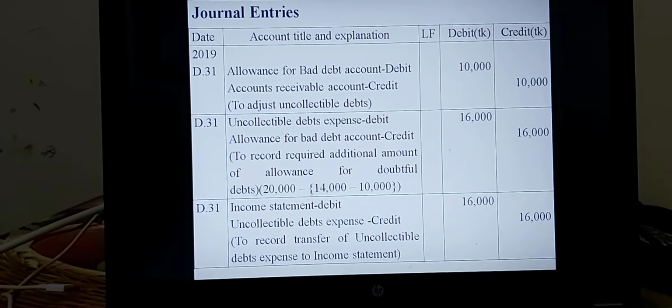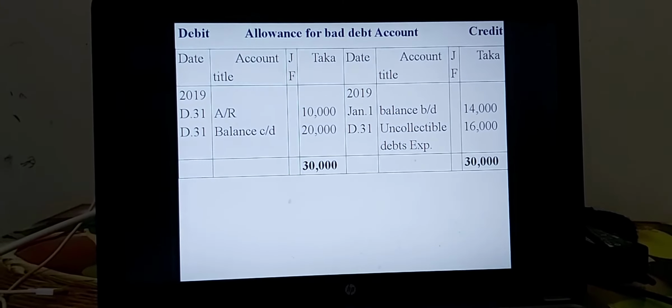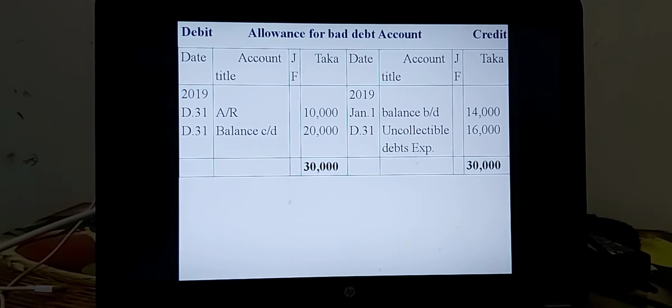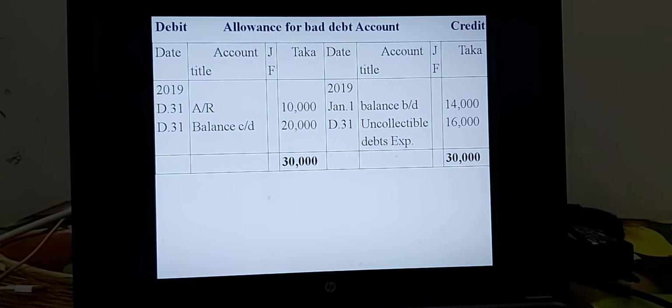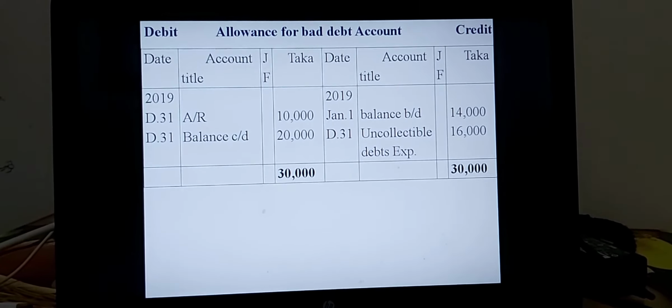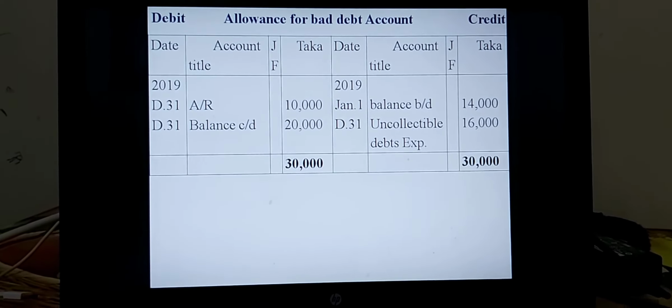So on the debit side you have to go, but the opposite account is to be written, and accounts receivable for taka uncollectible debt, that is bad debt, taka 10,000. The first journal, or first posting, is completed. Another entry is for allowance for bad debt. The second journal in each year is uncollectible debt expense debit, bad debt provision or allowance for bad debt credit for the additional allowance amount.